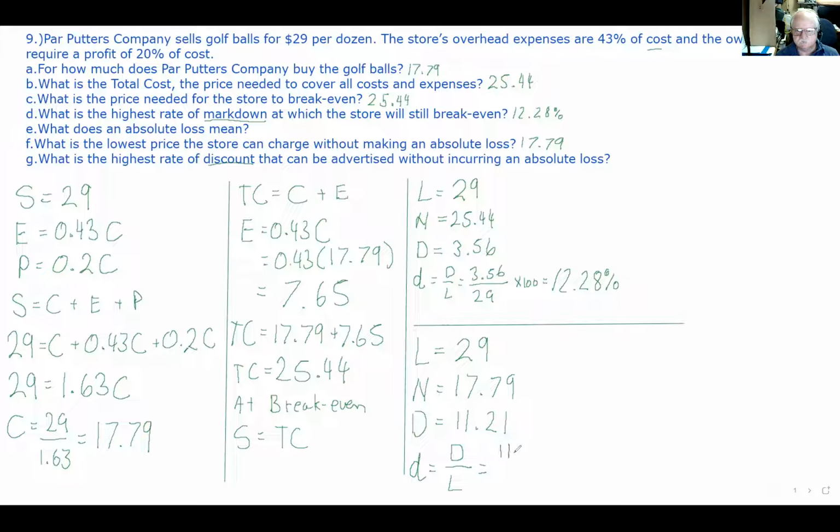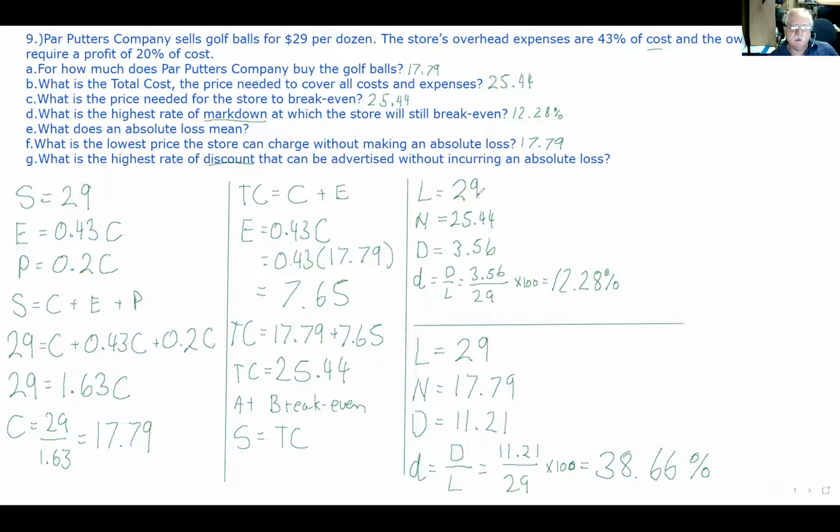So 11.21 divided by 29 and times 100. And they didn't ask us how many decimals, so we'll go to 2. And I too am getting 38.66%.